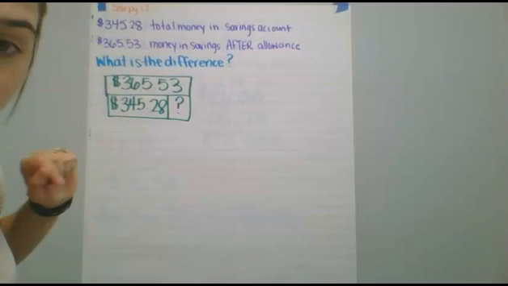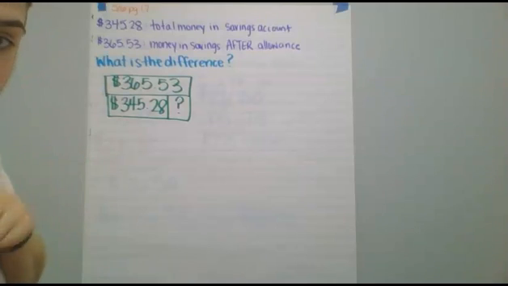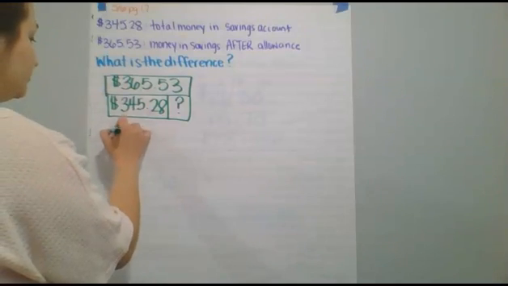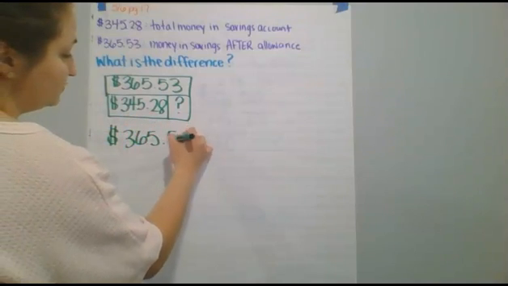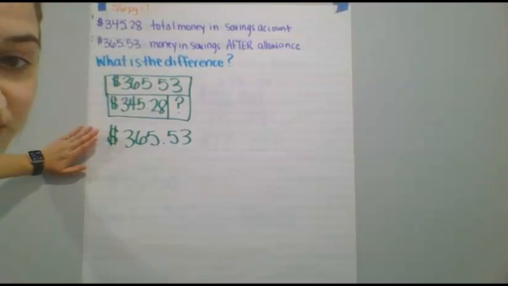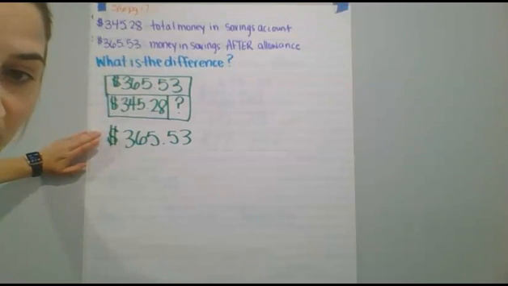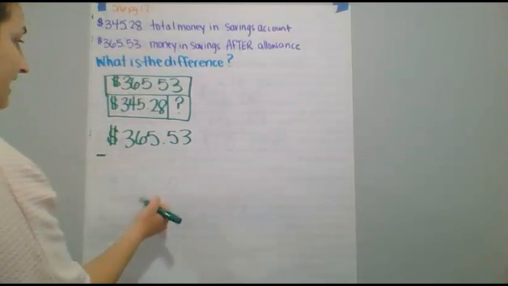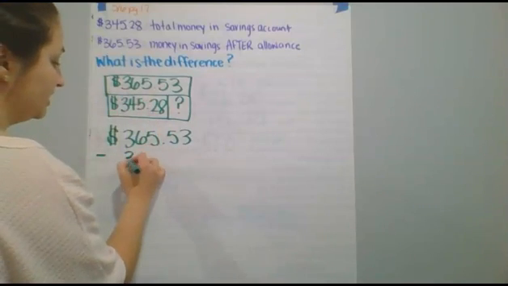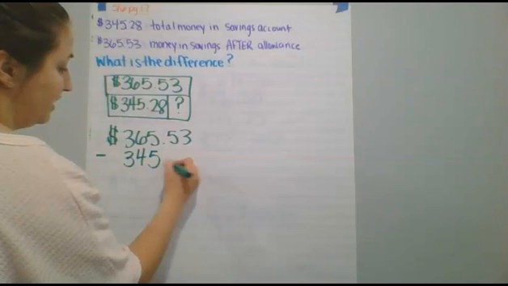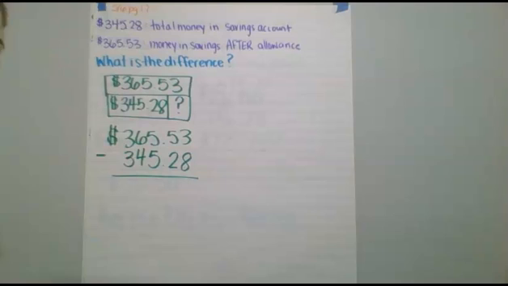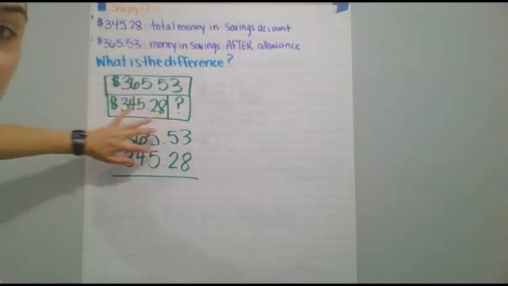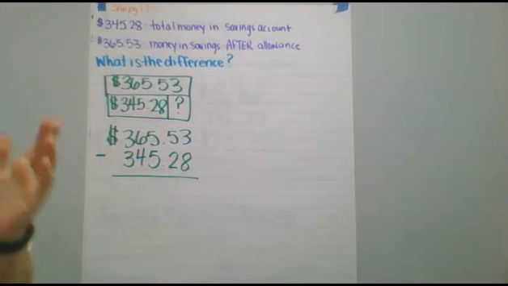So we're working with money. We want to make sure that we line up our decimal. So first thing we're going to do is take $365.53 because this is my largest quantity. And I have to start with the largest quantity if I'm going to subtract. I'm going to line up those decimals. I have 345 and then 28 cents. As you can see, my decimals are lined up as well as all of my different place values.